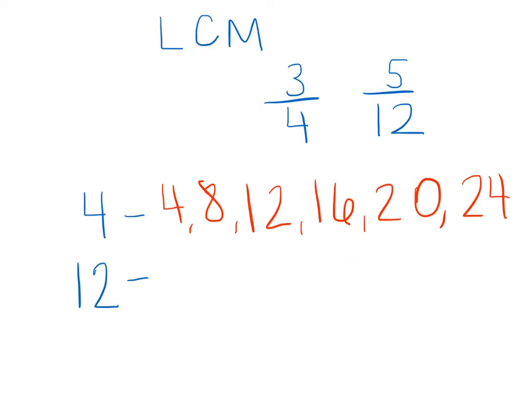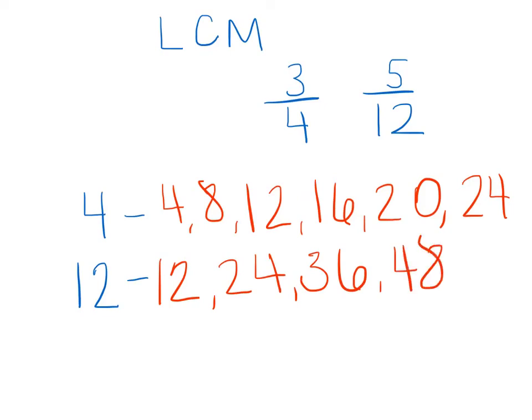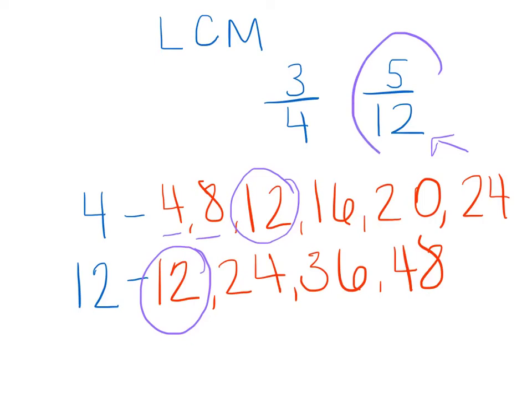Okay, how about 12? 12. 24. 36. 48. You did great, but I'm going to stop you there because I already see something. Remember, our objective is to find the least common, the smallest number that they share. And as we're going along these 4s, there's a 12, and here's a 12. So our least common denominator could actually be a denominator that we already have in a fraction. We already have it, which means we don't even have to change this fraction.